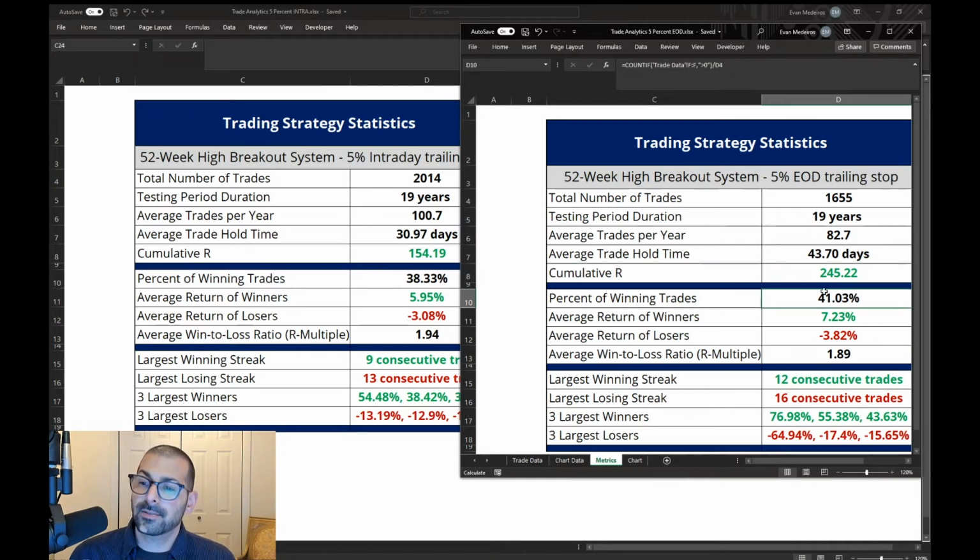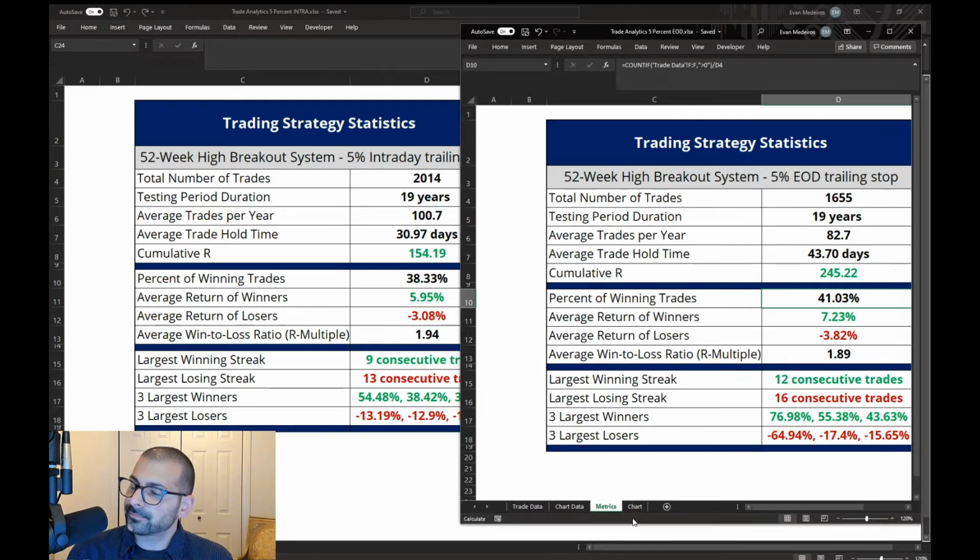Percentage of winning trades bumps up to 41%. And average winner's bigger, average loser's also bigger. Win to loss ratio stays basically the same. One thing that I think is interesting, and this makes a lot of sense, is if you take a look at the three largest losers here, the largest loser is the big standout. So you had a 65% loser here in the end of day stop system. So what that basically means is you probably had a stock that, I don't know, had some big catalyst, some big event.